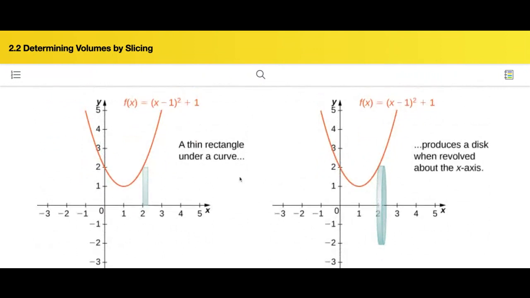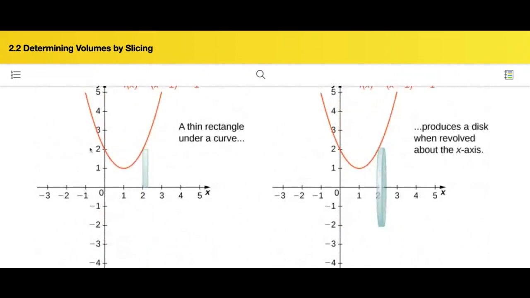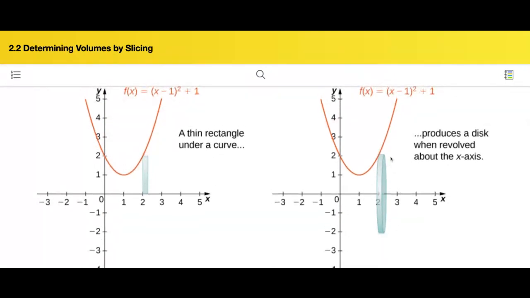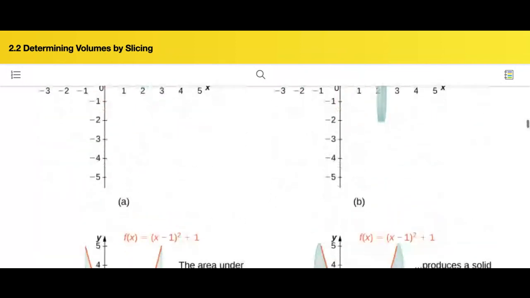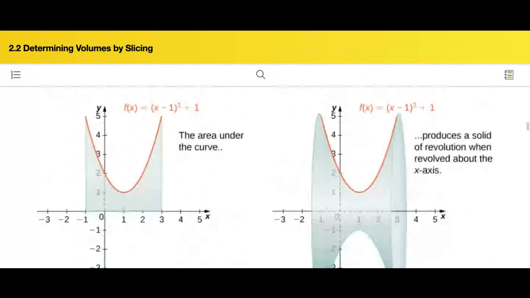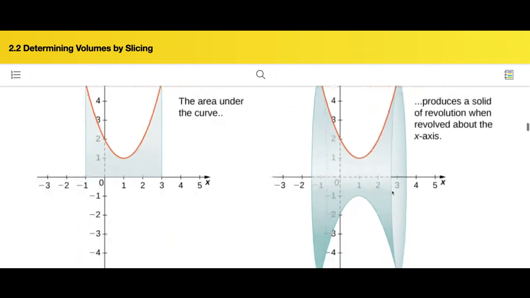So if we want to find from negative 1 to 3, imagine negative 1 up to 3. This is showing just a 2 dimensional region, right? And then when we revolve it around the x-axis, we get this 3 dimensional object. The area under the curve from negative 1 to 3 looks like this. Revolve with the x-axis, and we get this 3D object.